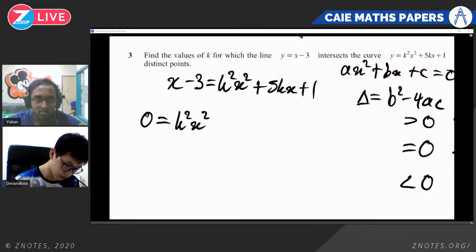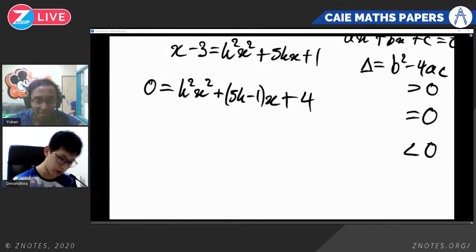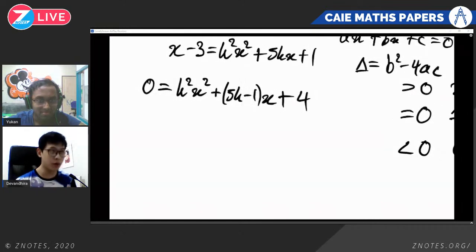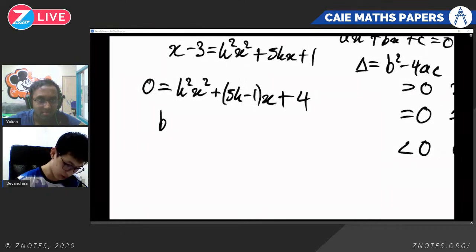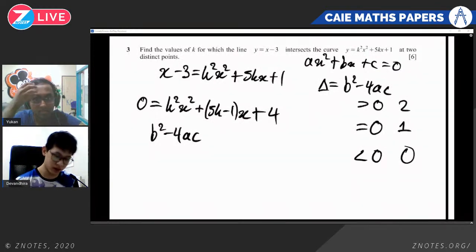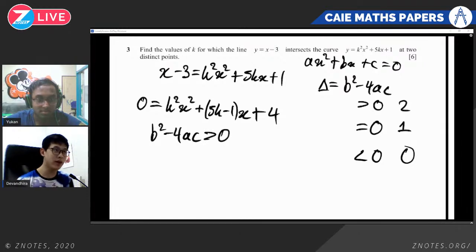Move this here. We'll have plus 5k minus 1x. So you see that the positive becomes negative here. Don't forget about that. Then 1 plus 3, that is 4. From here, this is the moment where you should use the discriminant. And because we want it to meet at 2 distinct points, that means we have to make it greater than 0. Agree? Yep. Okay.